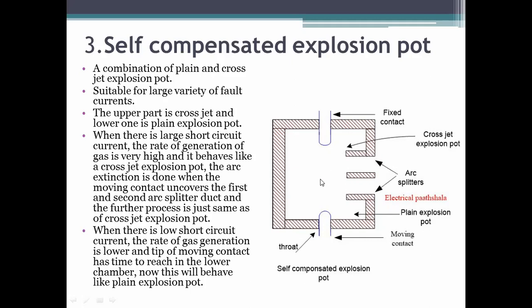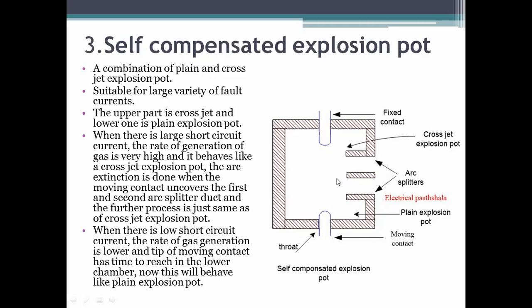Also, when a short circuit happens, the current is of high rating. At that time this moving contact moves down again, so that these arc splitters will work there. Means the arc will be extinguished by using these arc splitters, the length of the arc is increased and the arc will be extinguished there. So this is the advantage of the self-compensated explosion pot.